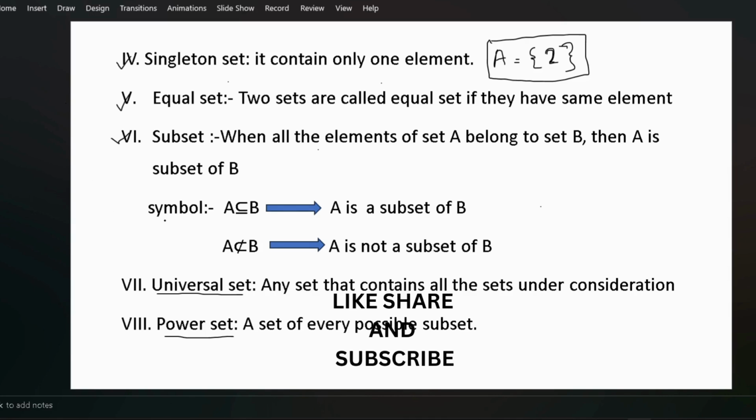That's clear? Okay. Now if A is a subset of B, then the symbol of representation is like this. This is the symbol of representation. And if A is not a subset of B, then this is the symbol. Clear? Okay. Now these two are not so important. Just read, or we will share this PPT presentation in the description box. Clear?